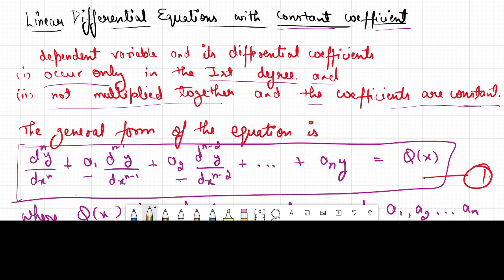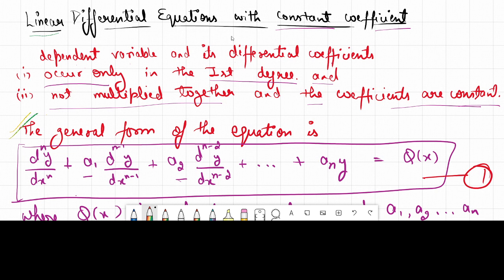So these videos are about linear differential equations with constant coefficients. The first video is about the introduction, and the further videos are about how to find the general solution of this general equation. Okay, so let's begin with the introduction.